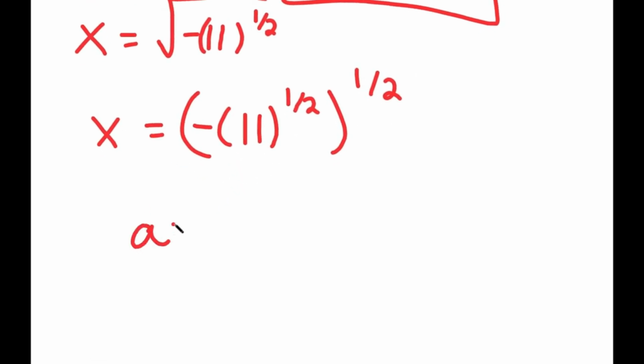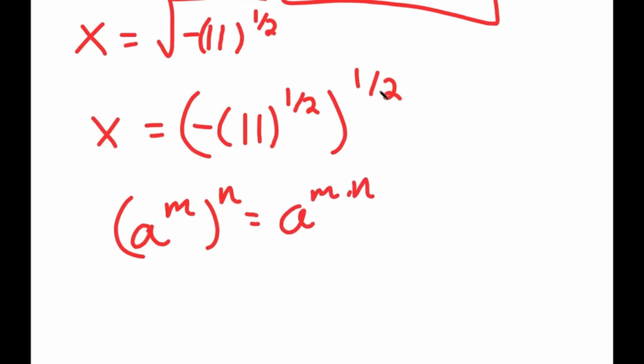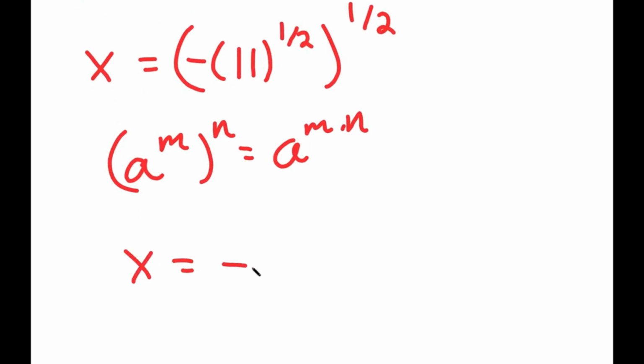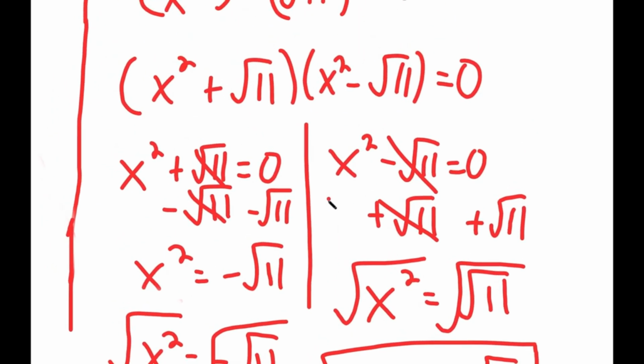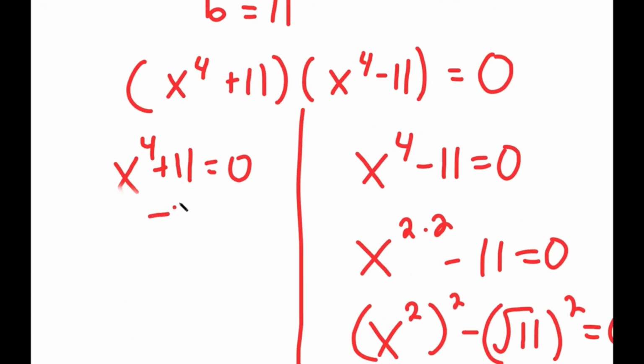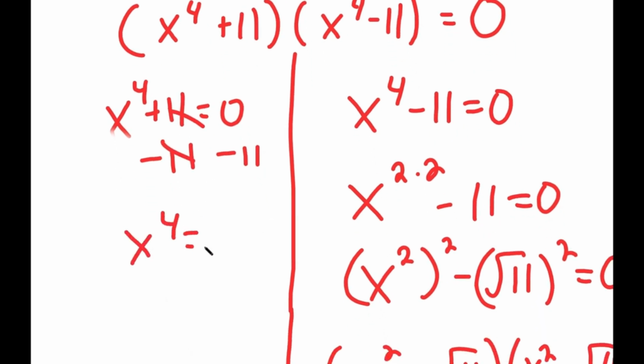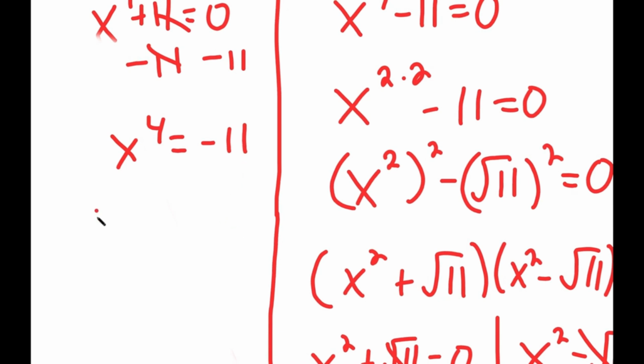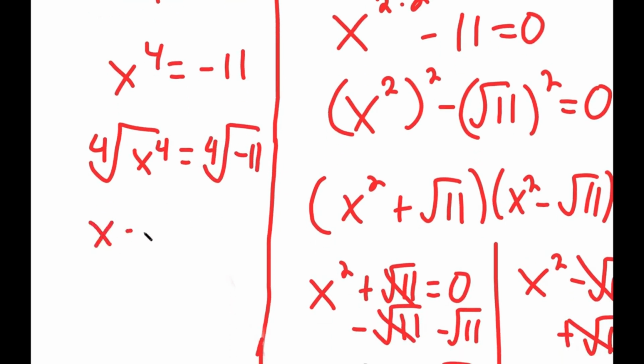And if I have something in the form a to the power of m to the power of n, this is equal to a to the power of m times n. So 1/2 times 1/2 is 1/4. So I get x is equal to negative 11 to the power of 1/4. Now going back here, I have x to the power 4 plus 11 equals 0, so I can subtract 11 on both sides, and I get x to the power 4 equals negative 11. Now I can take the fourth root on both sides, so I get x is equal to the fourth root of negative 11, and this is positive or negative.